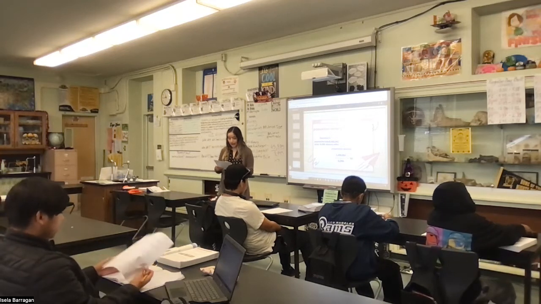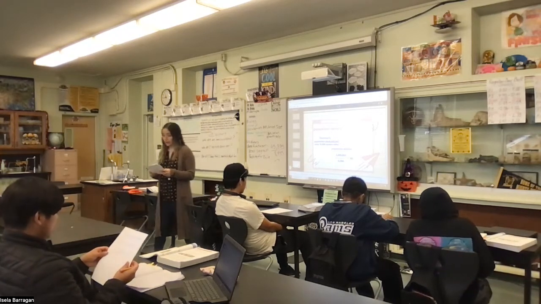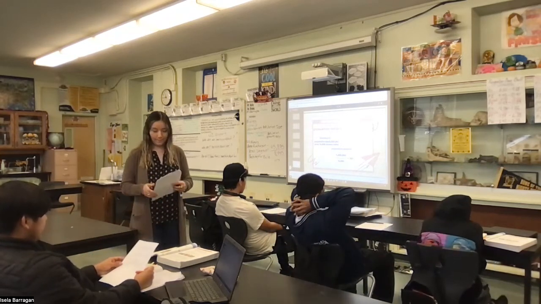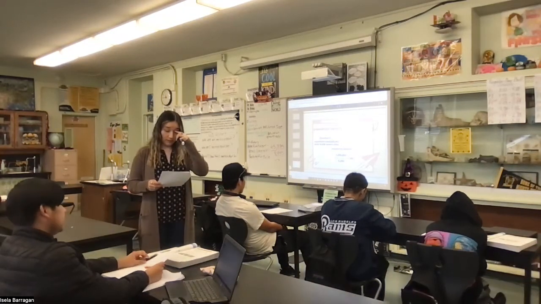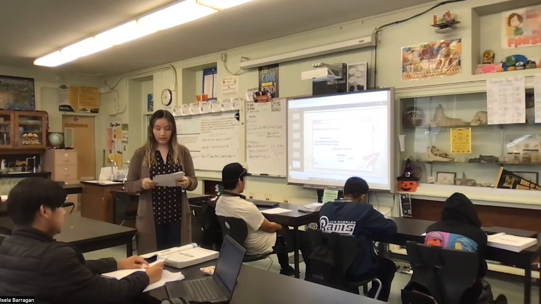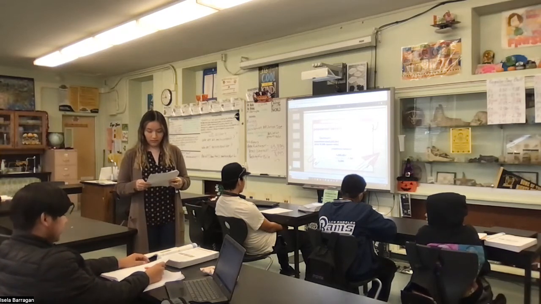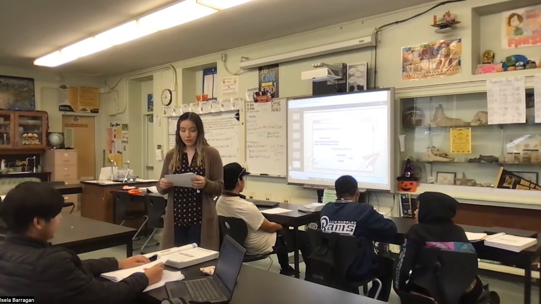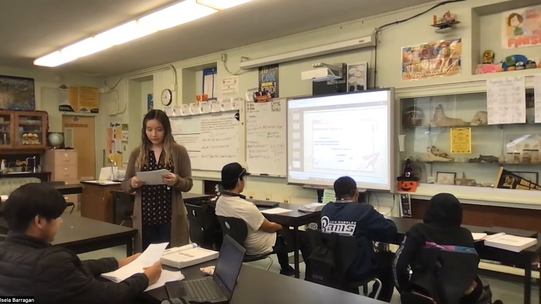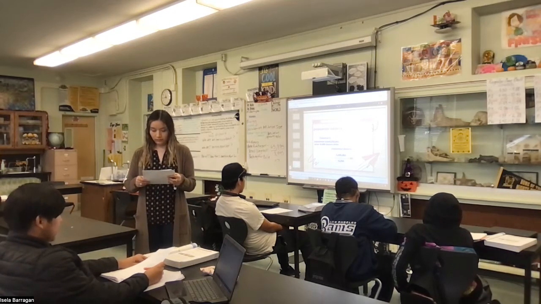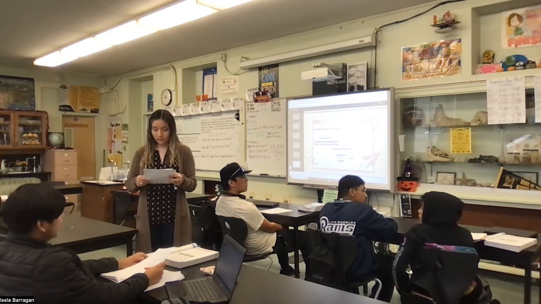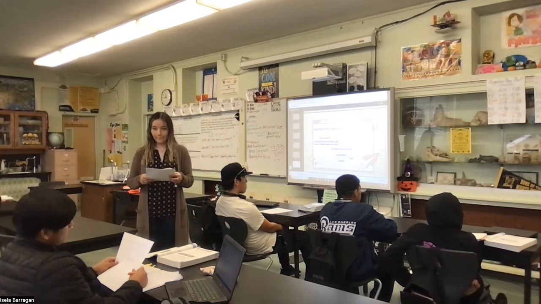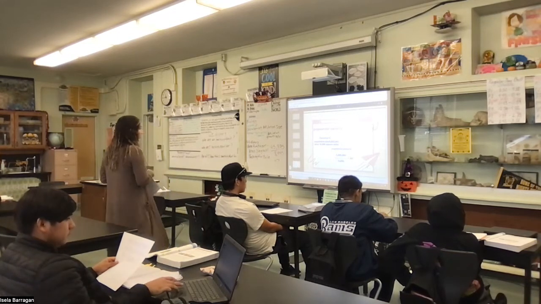Perfect. And then, last but not least, for Greece, what was your population size? How many people live in Greece? 10 million? Perfect. What was your area for Greece? Perfect. And what was your population density for Greece? 204. Perfect. Did all of you guys get 204 for Greece?